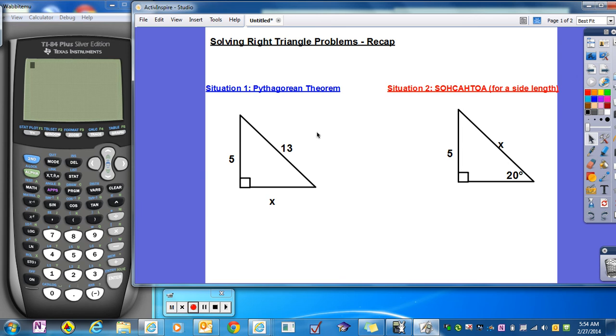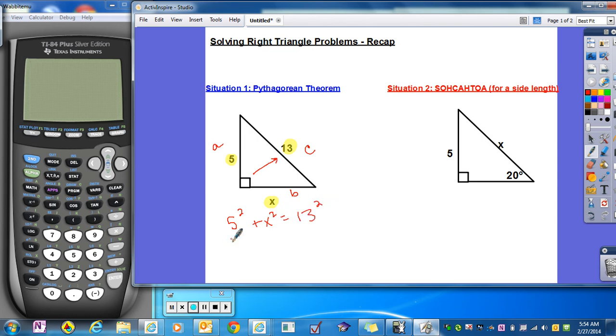The reason why you can use Pythagorean theorem in this example is because I'm asking you to find a side length. I'm asking you to find x. I gave you one side length and another side length. So that means I can identify 13 as my hypotenuse, or my c value, and then 5 and x are my a and b values. So I'm going to do 5 squared plus x squared equals 13 squared.